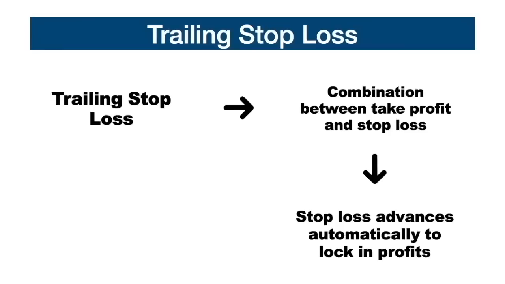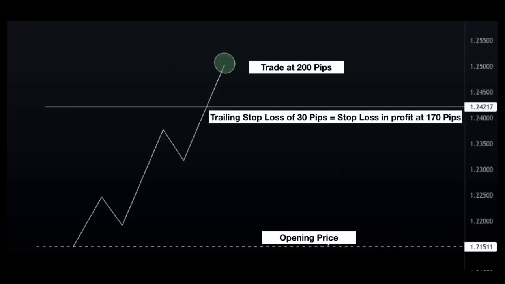The trailing stop loss is a combination of the take profit and the stop loss, and it is used to minimize losses and automatically secure profit for any given position. The trailing stop loss is simply a stop loss that automatically advances if the trade proceeds in profit. Instead of moving the stop loss manually, it automatically follows the direction of your analysis to lock in profits. You can set it with the amount of pips that you want, let's say for example 30 pips.